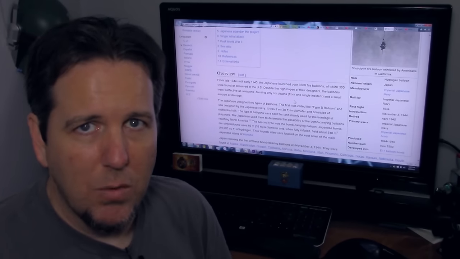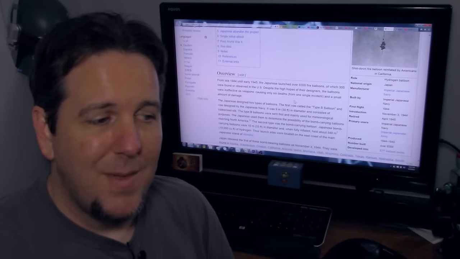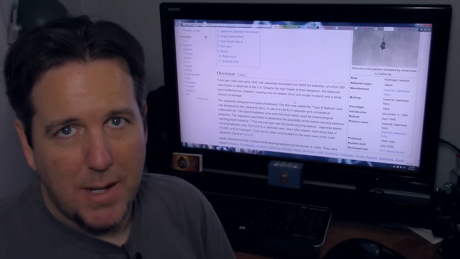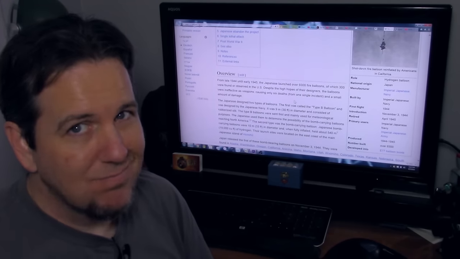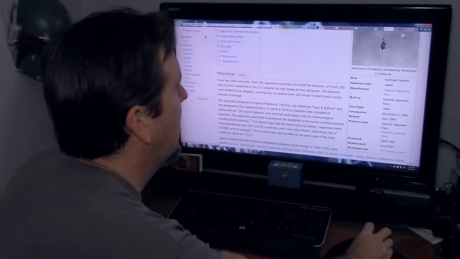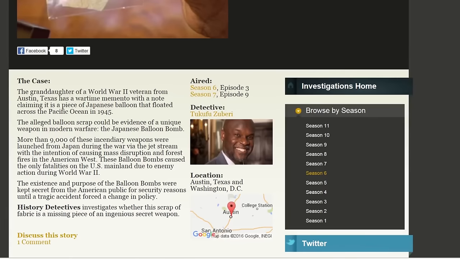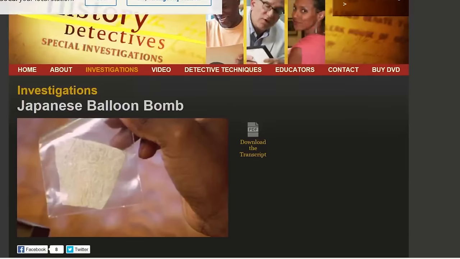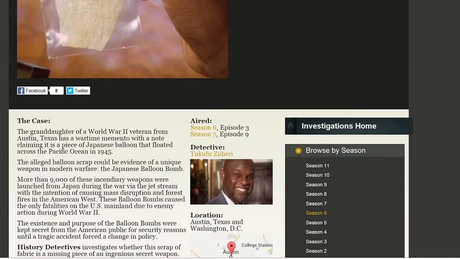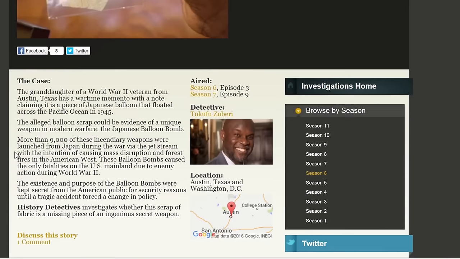Maybe if it was downed over the ocean, or perhaps they did and it was found, but that information was kept secret. Maybe. Let's look at an article from PBS here. Investigations into Japanese balloon bomb. Once again, citing that more than 9,000 were launched from Japan, and these balloon bombs caused the only fatalities on the U.S. mainland due to enemy action during World War II.